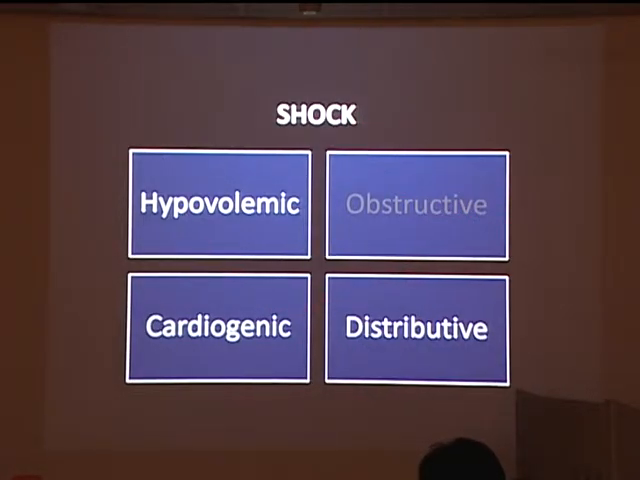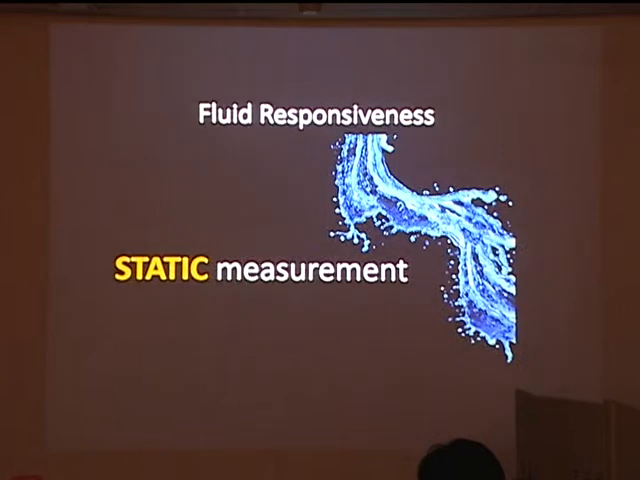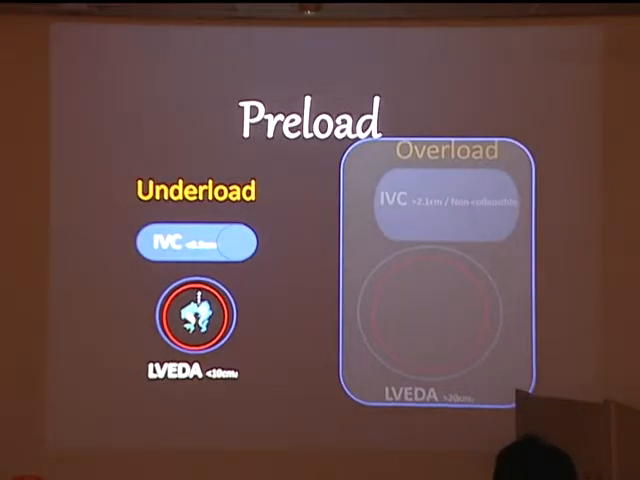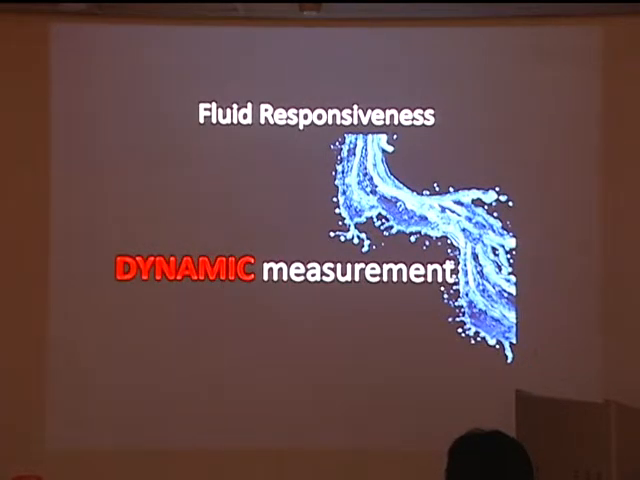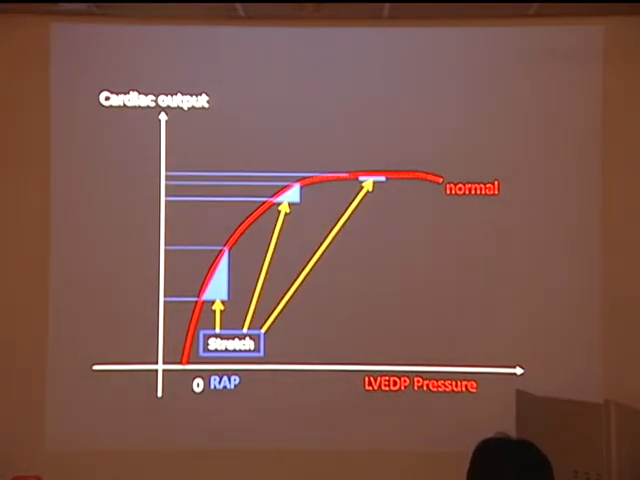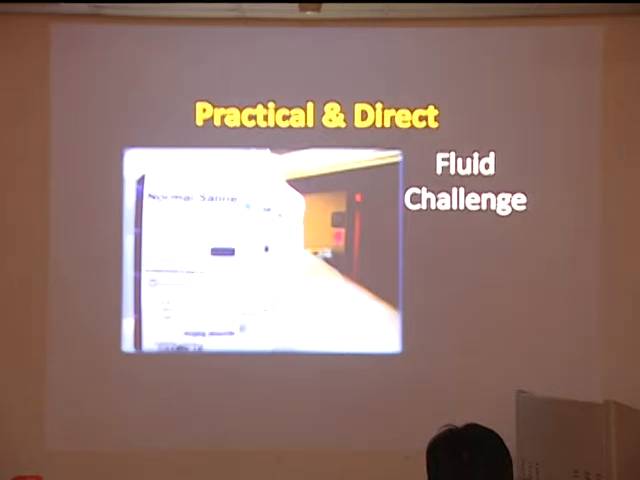The rest of the discussion here has nothing to do with obstructive shock. We're talking about fluid responsiveness in terms of hypovolemia and cardiogenic shock distribution. Okay? We have already mentioned there are some static measurements. This is an absolute, so anything less than 1 centimeter, you can probably give the patient fluid. But there are also dynamic measurements. The purpose of dynamic measurement is to see, when the myocardium is stretched, whether or not your cardiac output can increase.